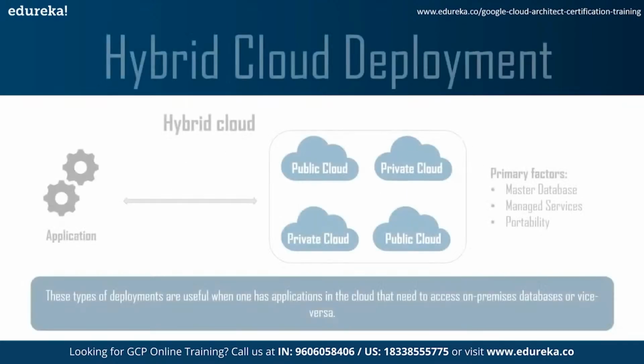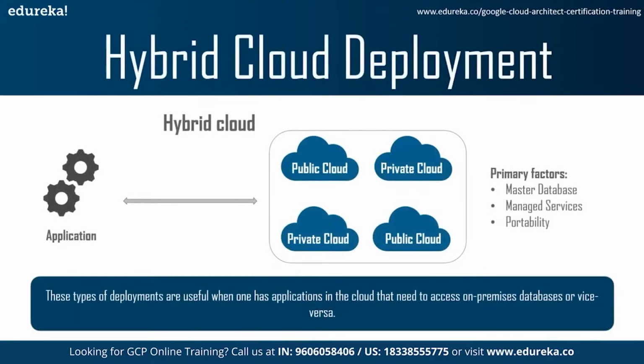So the second is hybrid cloud deployment. These types of deployments are useful when one has applications in the cloud that need to access on-premises databases or vice versa. There are three primary factors to be considered when deploying a hybrid model, with some data on cloud platform and some on premises. That's why it's been shown like a public cloud and private cloud. And so in primary factors, the first one is a master database. First and foremost, you need to decide whether your master database is stored on premises or on the cloud.